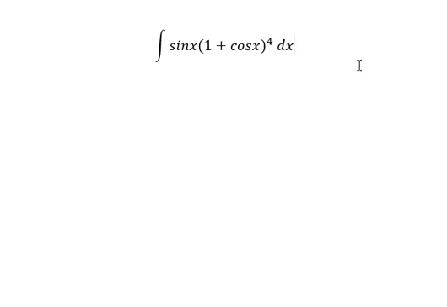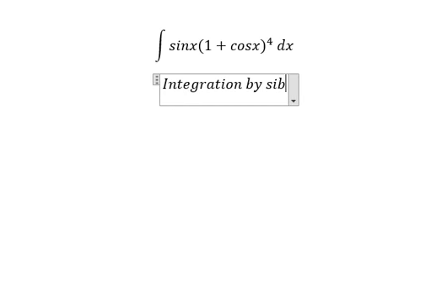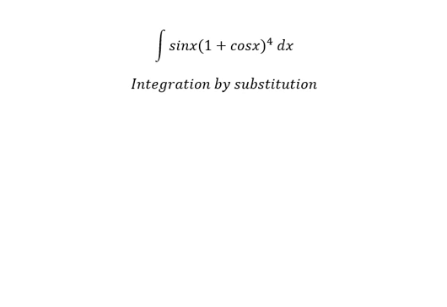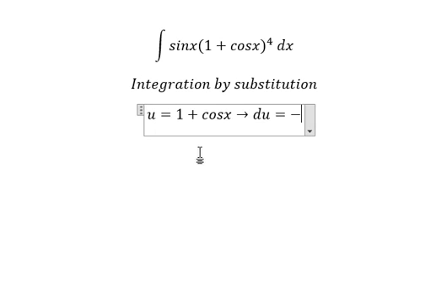Question number 2, we can use integration by substitution. So I will put u equals to 1 plus cosine x. Later that we need to do first the derivative for both sides. And this one we have negative sine x.